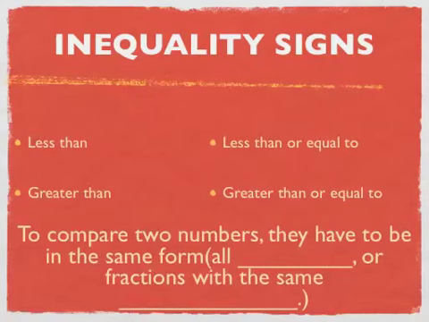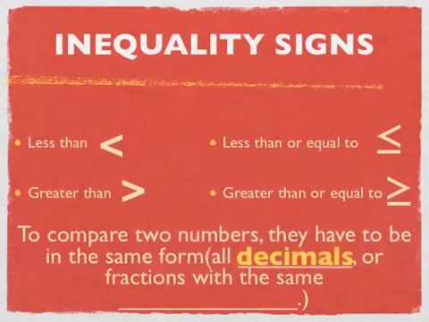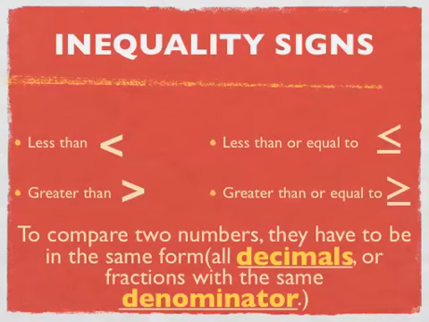Inequality signs, these should look familiar to you. We have the less than sign, the greater than sign, less than or equal to, and greater than or equal to. To compare two numbers, they have to be in the same form, which means they all have to be decimals, or they could also be fractions with the same denominator. If you're making them all in fraction form, they have to have the same number on the bottom of the fraction.